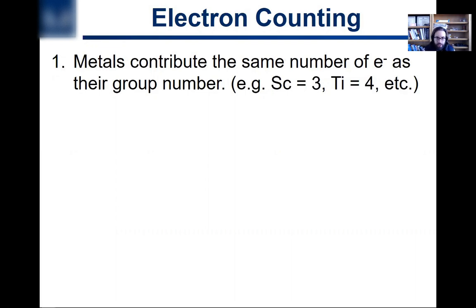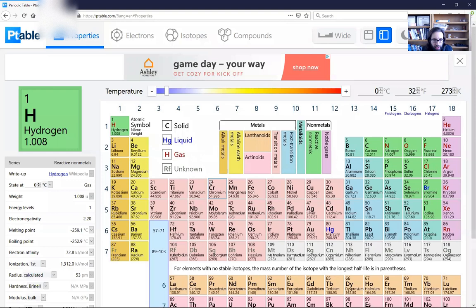So the first thing that you need to do is count the number of valence electrons of the transition metal. To do this, all you're going to do is pull up the periodic table here and look at the row in the periodic table that the transition metal is in. So for example, scandium is going to be 3 electrons, titanium is going to be 4. Why is that? Look at the periodic table. Scandium is in group 3, titanium is in group 4.